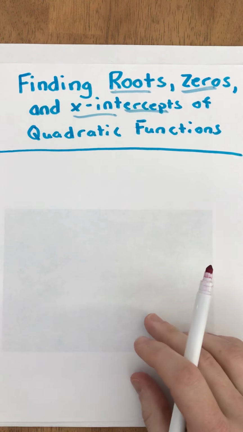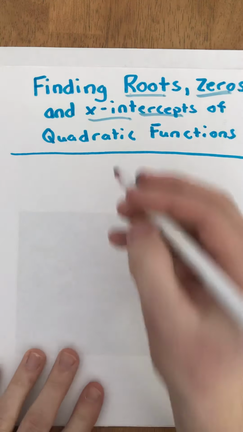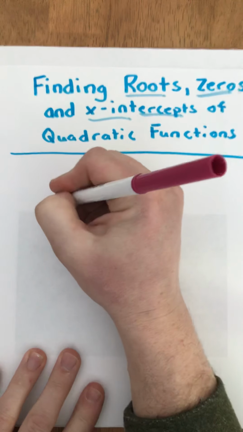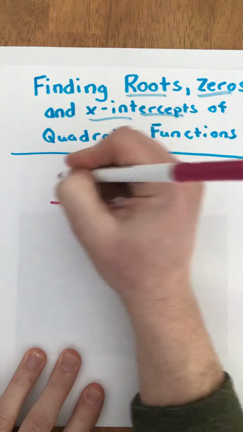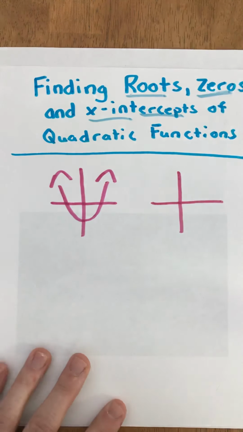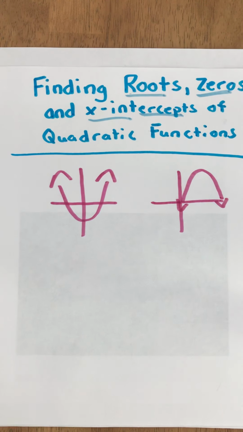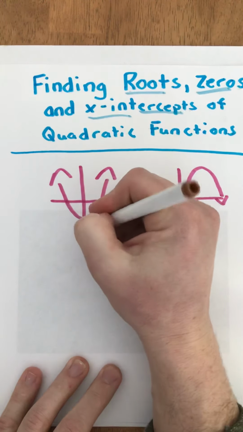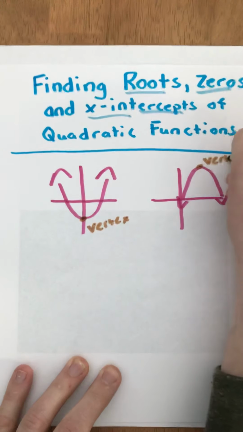Now, if you remember from our graphing unit, we graphed some quadratic functions. So you might see a quadratic function that looks something like this, or you might have seen some, especially some of our more realistic ones, where you saw something that looks like this. Now, when we had that, we found what was called our vertex. Those were our maximum and minimum points.